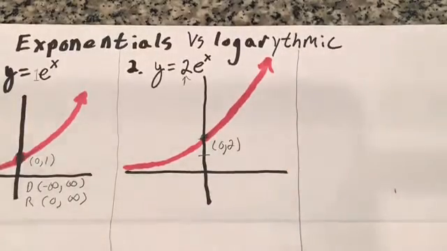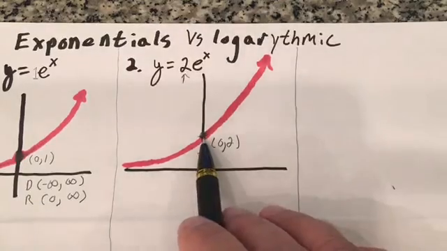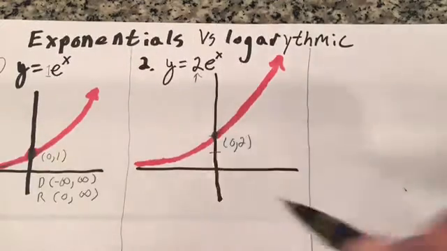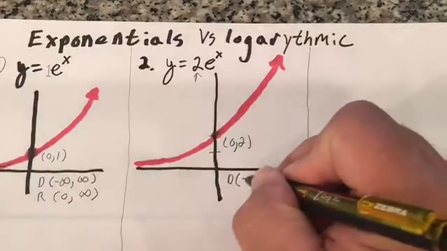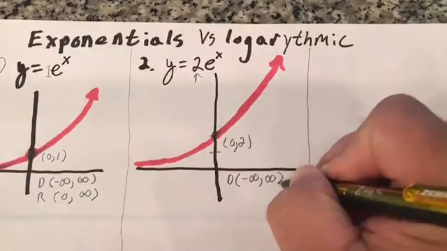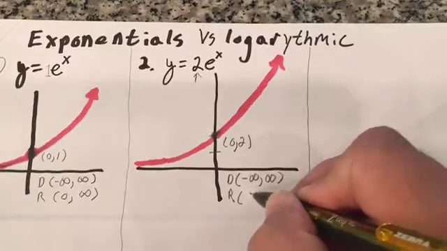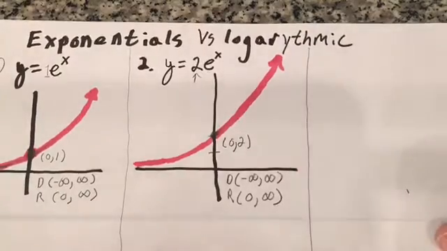Domain and range for this one are the same. It just goes through the y-axis at a different spot. So the domain is going to be negative infinity to infinity. The range is going to be from 0 to infinity.